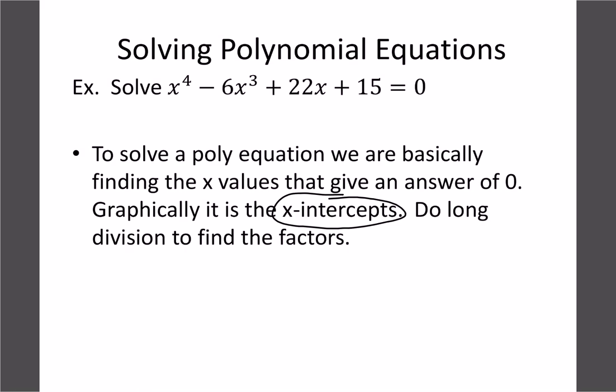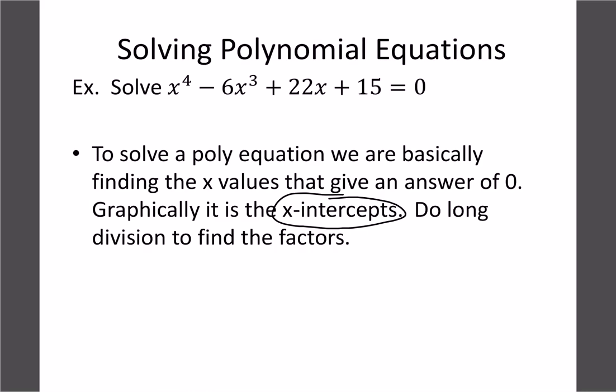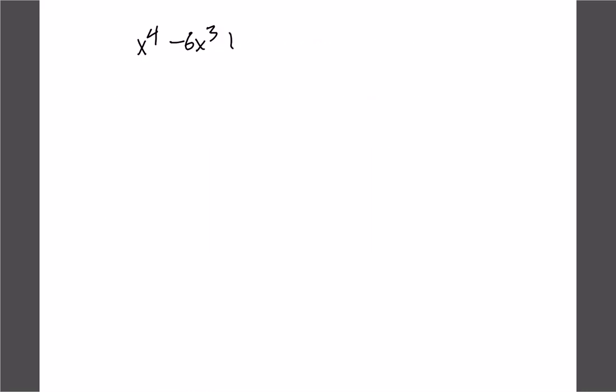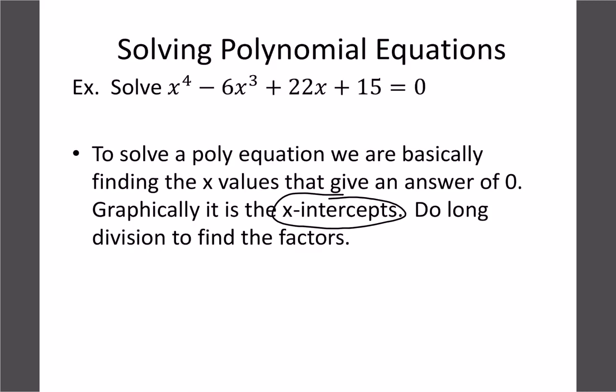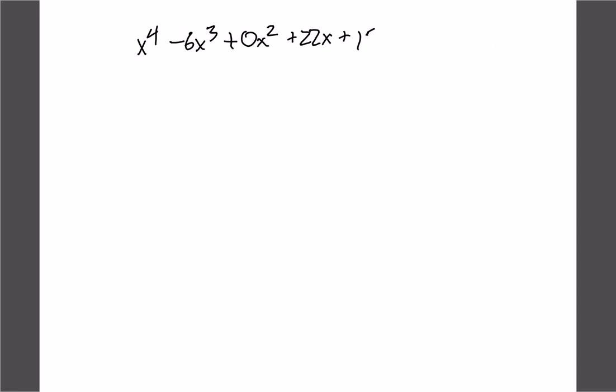So we've got x to the 4th, I'll just rewrite the equation, minus 6x cubed. Remember, when we're doing these, we want to put in the zeros. We have no x squared, so we put in 0x squared. We've got plus 22x, and plus 15 is our final term. Because that's equal to 0, that's the equation we want to work with.